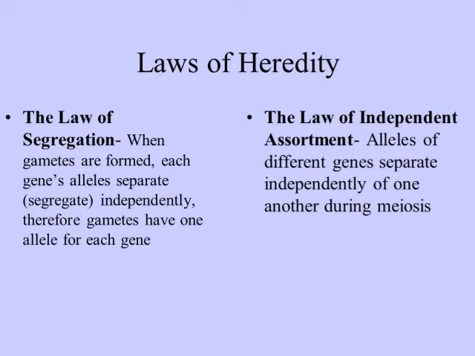Mendel's first law is known as the law of segregation. When gametes are formed, each gene's alleles separate independently, therefore gametes have one allele for each gene. While Mendel's second law is known as the law of independent assortment. Alleles of different genes separate independently of one another during meiosis.